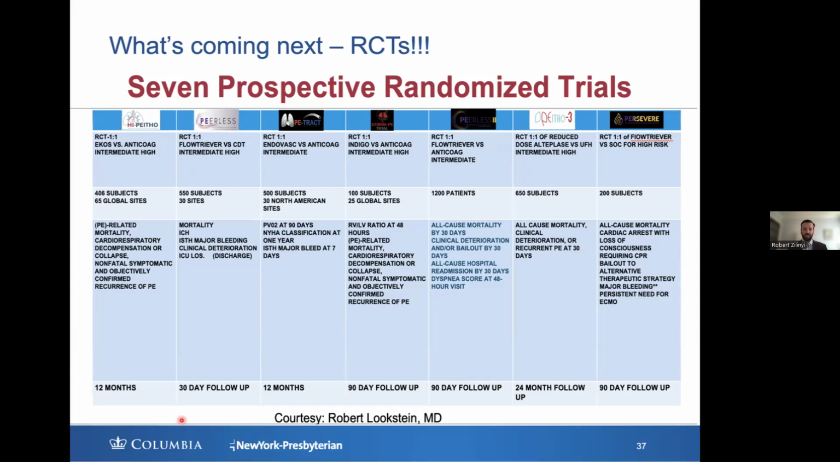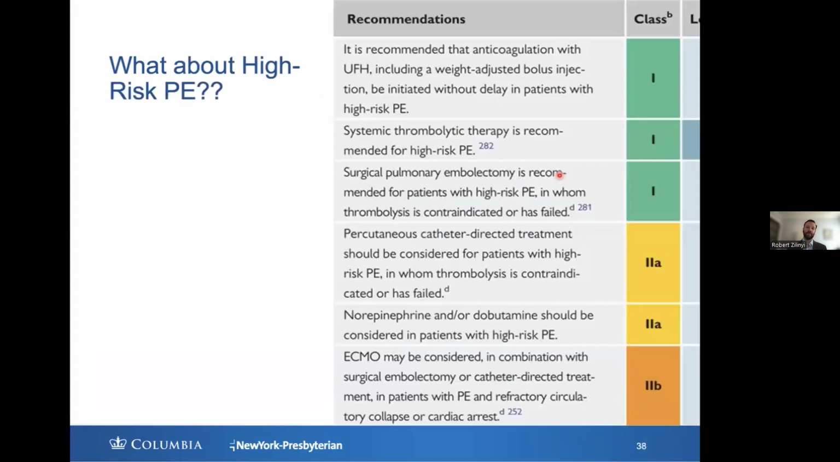PE-TRACT, we talked about, is comparing any endovascular intervention with anticoagulation alone. This is a slightly different trial design, as it's really looking at more patient-centered outcomes in terms of their functional recovery, looking at peak VO2 at 90 days and their New York Heart Association classification at 1 year, and looking at major bleeding at 7 days. We have others, including STRIKE-PE, PEERLESS 2, HI-PEITHO 3, which is looking at high-risk patients, and PERSEVERE, which is looking at the FlowTriever versus standard of care for high-risk patients as well.